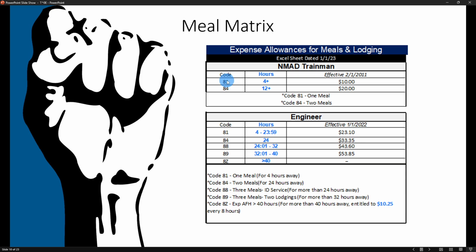The meal matrix goes for 4 or more hours, $10. 12 or more hours, $20 for a conductor. You need to have an underline for correction here because of Rule 103. Review the claim and meal correction there on this YouTube channel. And then the engineers, code 80 for making corrections if you find errors.